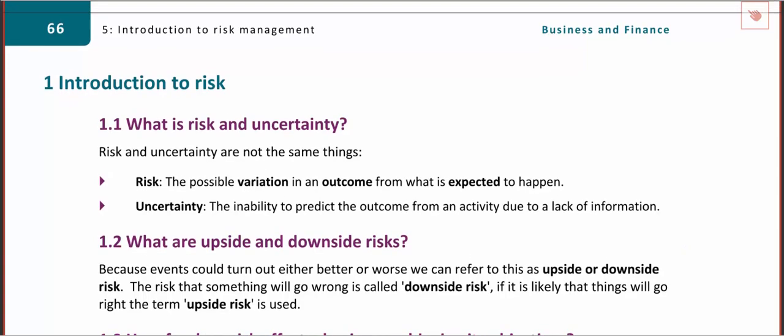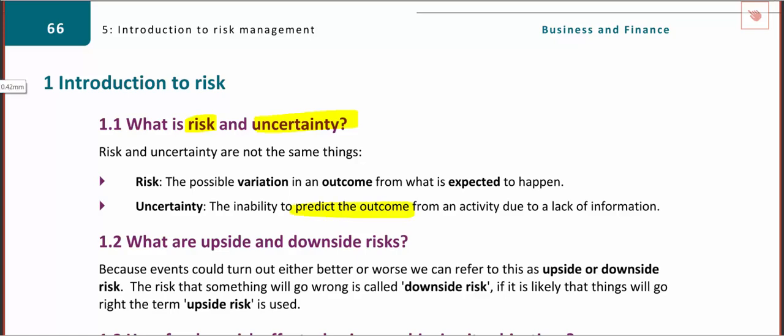Section 1 then, introduction to risk, brings in this idea of risk and uncertainty. Now, in day-to-day life, you may find that you use these two terms almost interchangeably. So, risky, uncertain, those sorts of things. Both of these do refer to a number of different outcomes being possible, but the key difference is, uncertainty is where we have an inability to predict any sort of outcome.